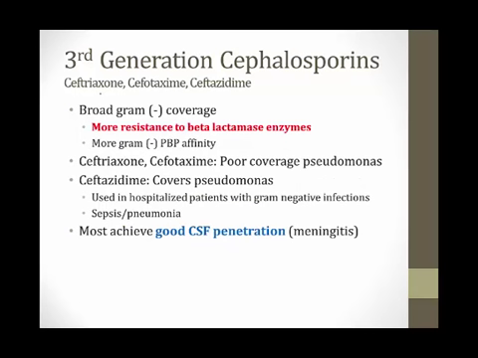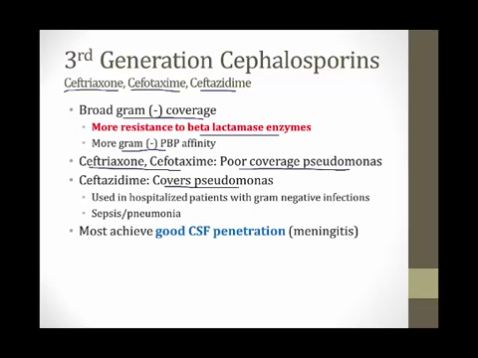Third generation cephalosporins include ceftriaxone, cefotaxime, and ceftazidime. Compared to the second generation drugs, these drugs have broader gram-negative coverage. They have more resistance to beta-lactamase enzymes and more affinity for the gram-negative penicillin binding proteins. Ceftriaxone and cefotaxime are different from ceftazidime in that they do not cover Pseudomonas well. Ceftazidime's advantage among the other drugs in this class is that it covers Pseudomonas.